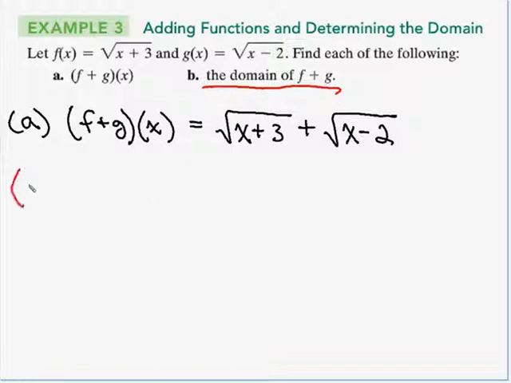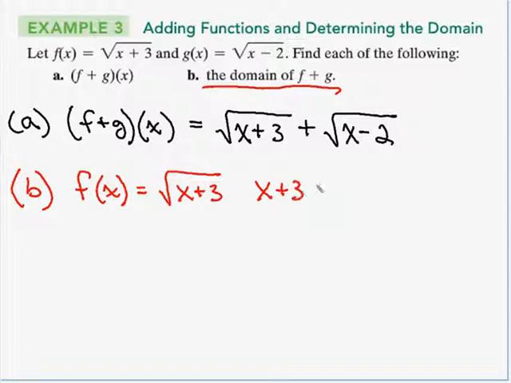So first, let's look at the domain of the individuals. f of x was radical x plus 3. So that means x plus 3, what is under the radical, we want that to be greater than or equal to 0. And if I subtract 3 from each side, x must be greater than or equal to negative 3.